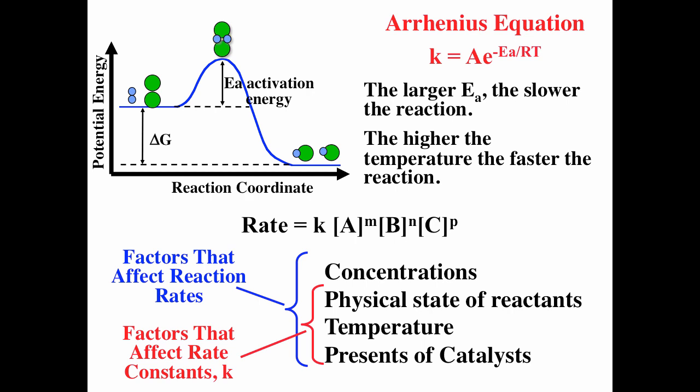And remember, a long time ago, we talked about factors that affect rates: concentration, physical state of reactants, temperature, and presence of a catalyst. So those things affect reaction rates. Physical state, temperature, and presence of a catalyst affect the rate constant.